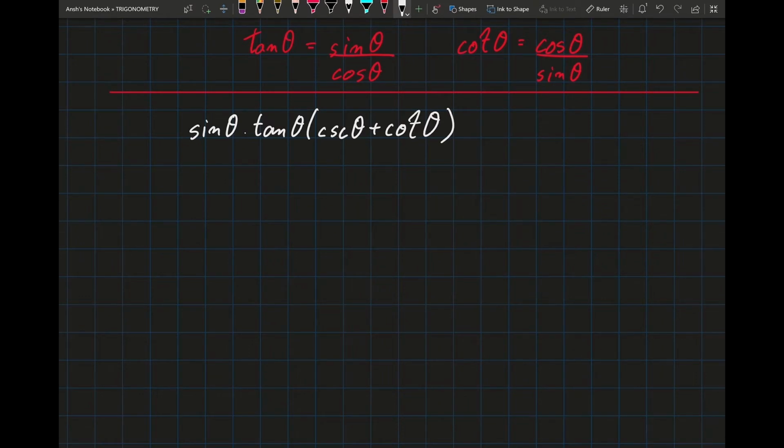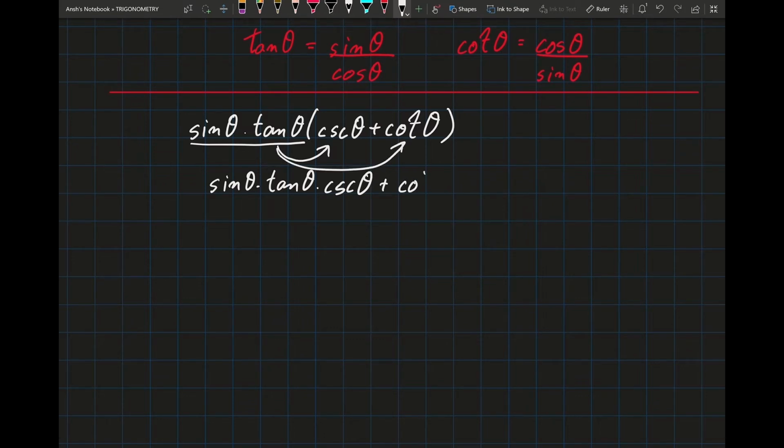So let's take a look at the question again. We'll first just multiply. So cosecant theta and cot theta are in bracket, so we'll multiply sine theta tangent theta with cosecant theta first, and then there's addition sign, and then we'll multiply it with cotangent theta or cot theta. Sine theta tangent theta cot theta.